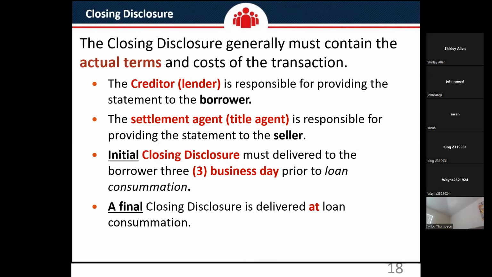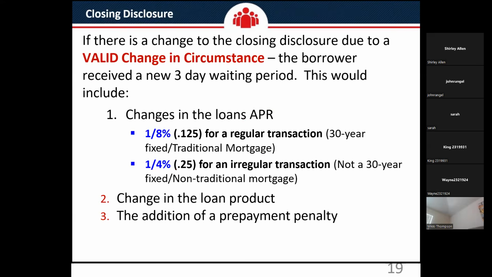The closing disclosure must contain the actual terms and costs of the transaction. The creditor is responsible for giving this statement to the borrower. The creditor, meaning the bank, lender, creditor, all mean the same thing. The settlement agent or title agent is responsible for giving these documents to the seller. Initial closing disclosures must be delivered to the borrower within 3 business days prior to loan consummation, loan closing, document signing. A final disclosure is delivered at loan closing. You've got to remember those terms.